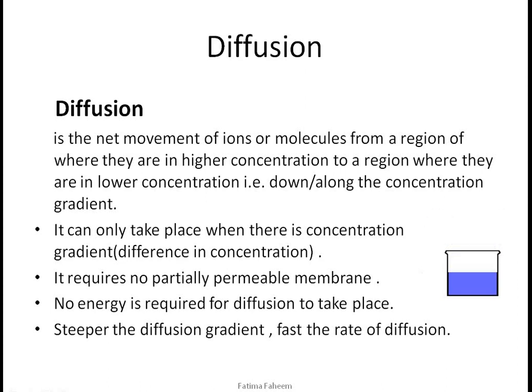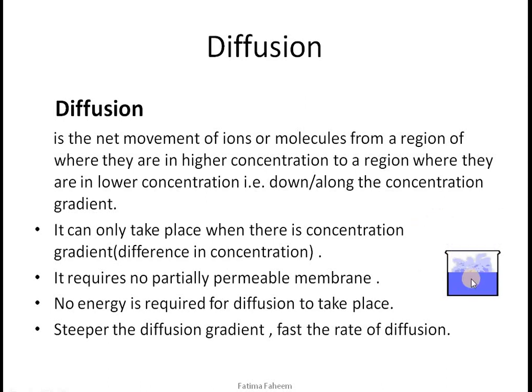If you see here in the beaker, the molecules of water are being diffused out of the container. So we can predict here that this diffusion can take place in liquid as well as in gases. It can only take place when there is a concentration gradient. It means it will happen only when there is a difference in the concentration on both sides.